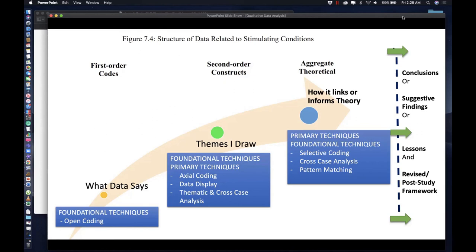Now, any student carrying out research should know where he is and which of the methods he is going to apply. Some of you in your PhD in year two are still somewhere here, in the early part. Then we go to the aggregate theoretical level, where we start bringing them together to generate meaningful sentences that contribute something. That will take us to how we can link them to theory too. At the aggregate theoretical level, we link what we have found with the theory to make very good sense of it. These are steps that, if I follow them very well, will culminate in very good conclusions or some suggestive findings.